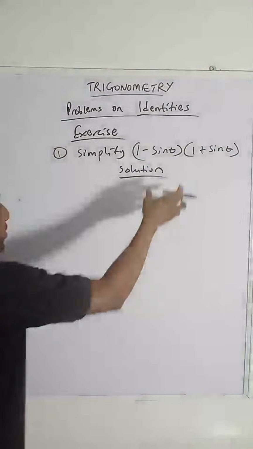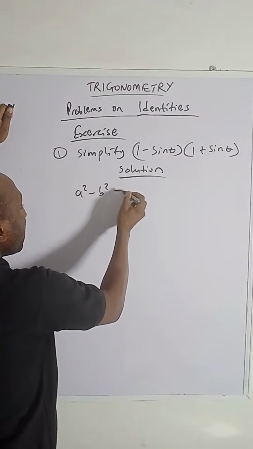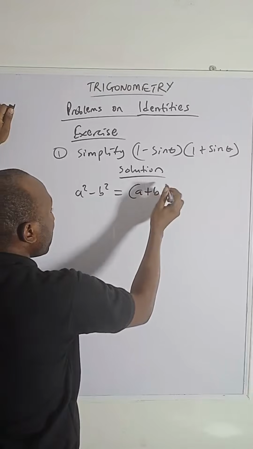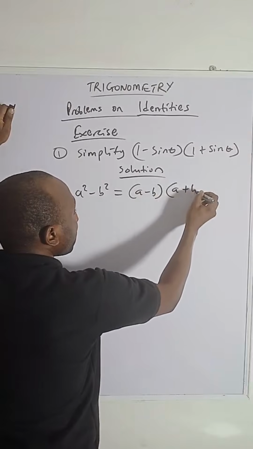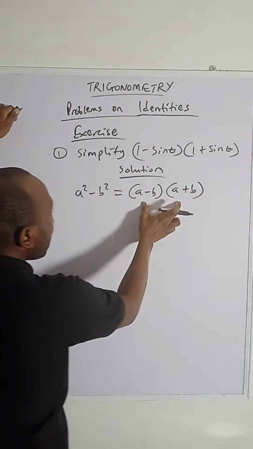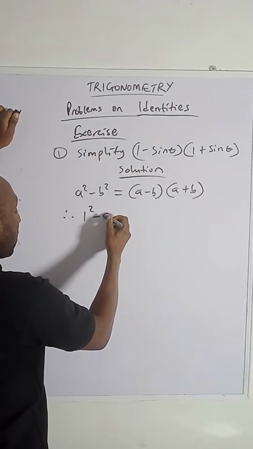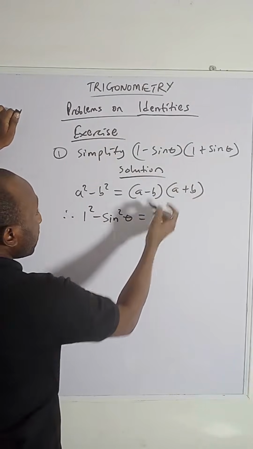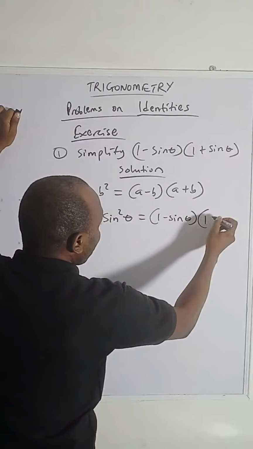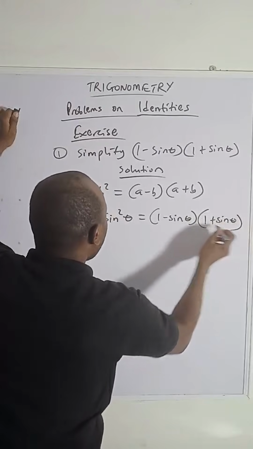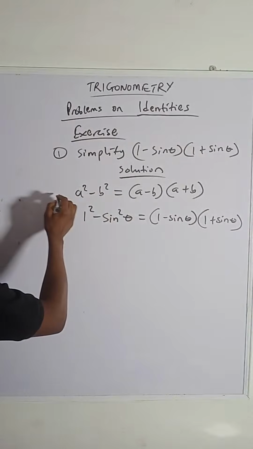Okay. See, this, if you expand this is difference of two squares. Do you know that a squared minus b squared is equal to a plus b? Or let me just say a minus b. Same thing actually. And then what? A plus b. This is this. So what this means is that, therefore, 1 squared minus sine squared theta is also equal to this, right? You can actually just expand this and you get the same thing. But I want to bring this difference of two squares. So this is difference of two squares.